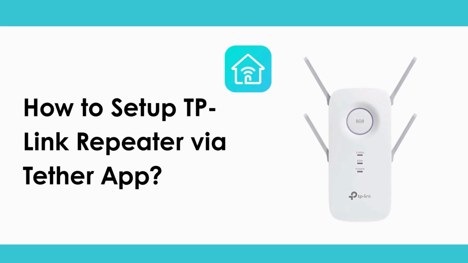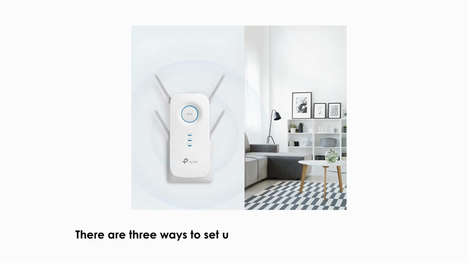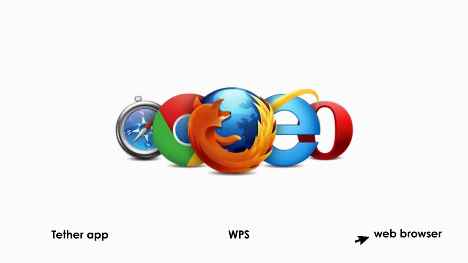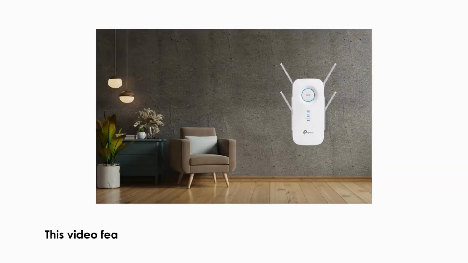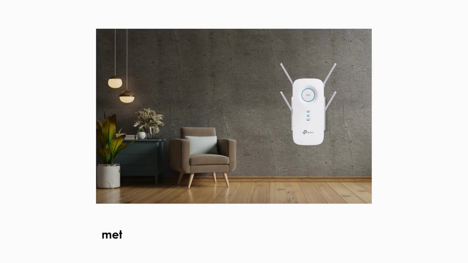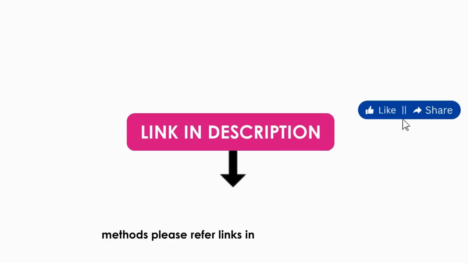How to set up TP-Link Repeater via Tether App. There are 3 ways to set up the TP-Link Repeater: through Tether App, WPS, or web browser. This video features the setup process using TP-Link Tether App. For other methods, please refer to the links in the description. Let's begin.